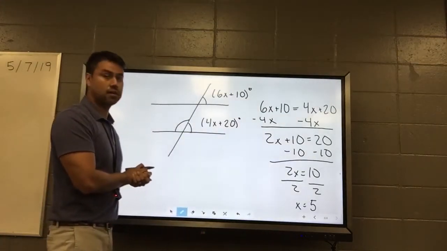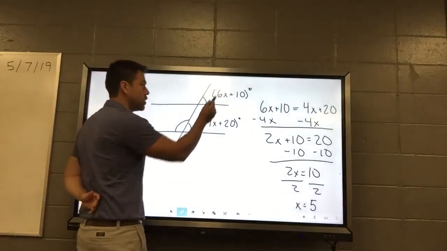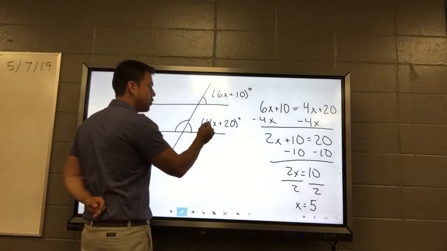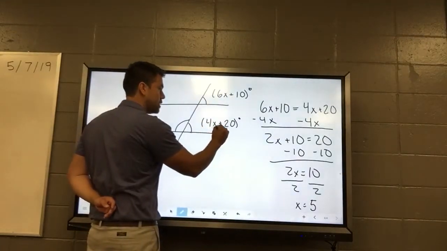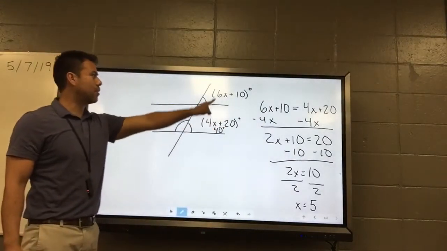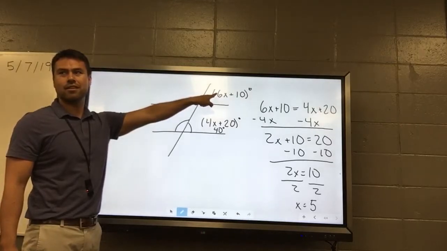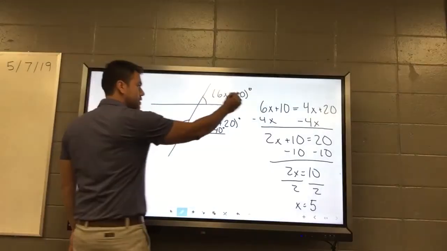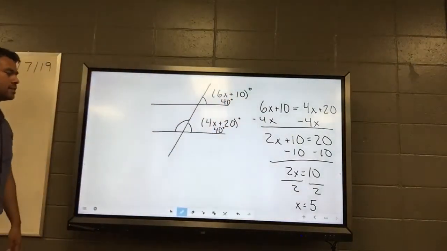Well, you substitute 5 for x, and then you solve. For which one do you think? The bottom one. Okay. What's 4 times 5? 20 plus 20? So I got 40 here. This angle is 40 degrees. Yep, that's 40 degrees. But what happened to that guy? They're equal. Okay, what's 6 times 5? 30 plus 10? Oh, yeah, they're both 40. That's right, they're corresponding. They had to be equal.